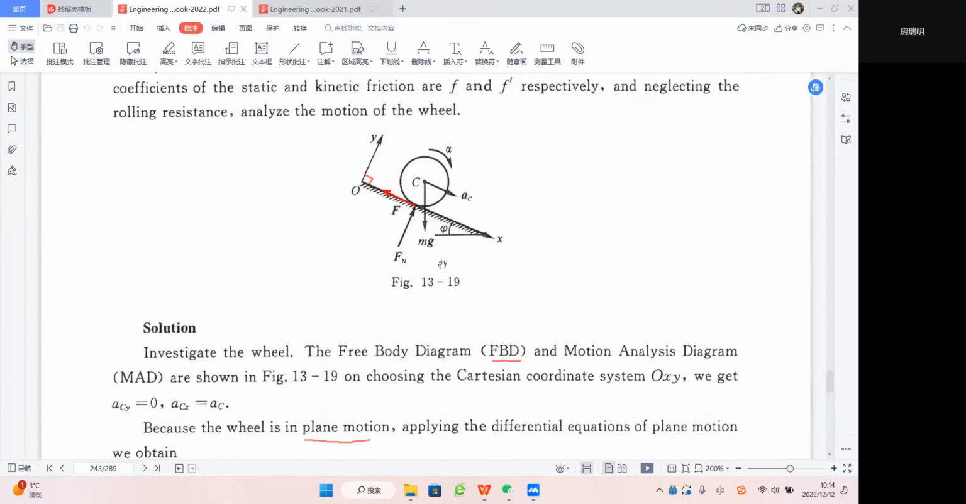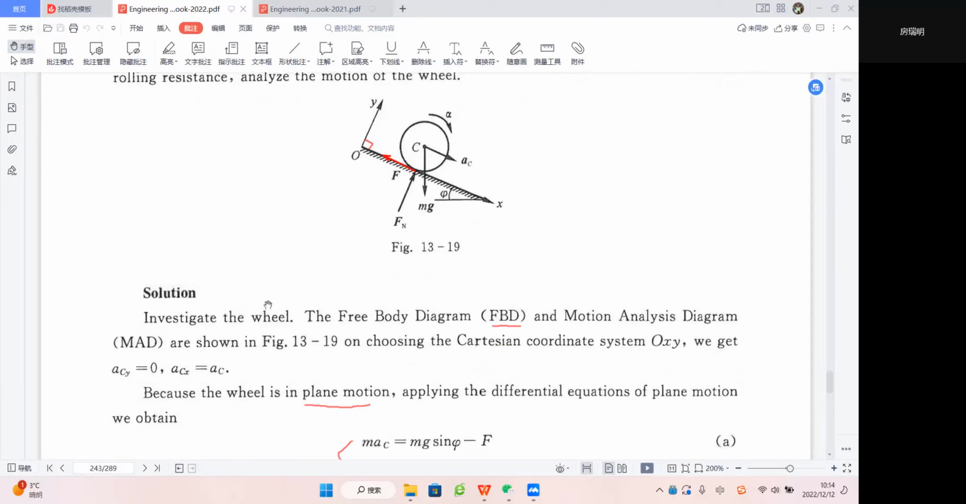So here we give this coordinate system. This is the x direction and y direction, and the origin O is placed here. And we should consider F along this direction, which is opposite to the movement of the center C, right? After this, you can look at the solution together, with the wheel's free body diagram.